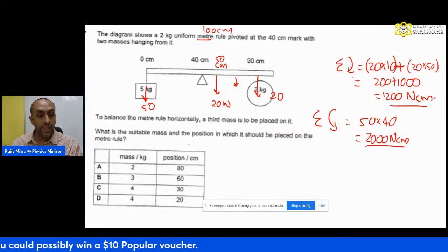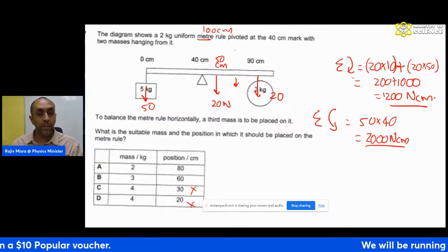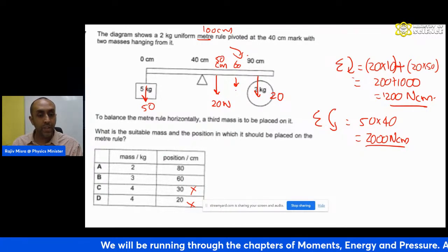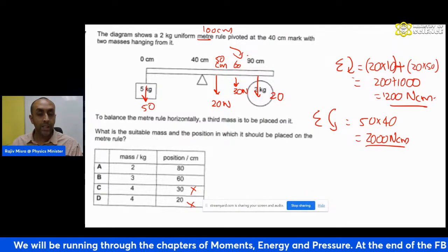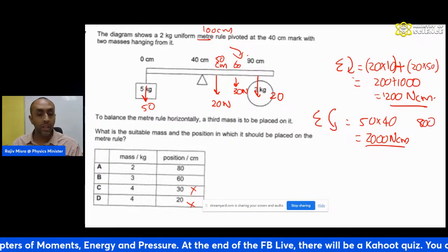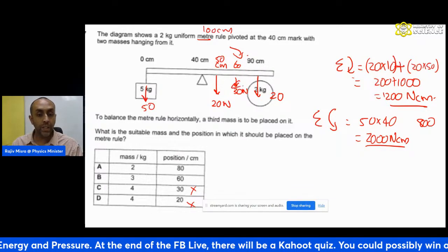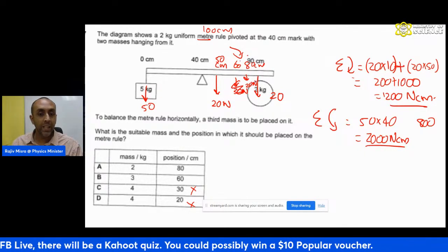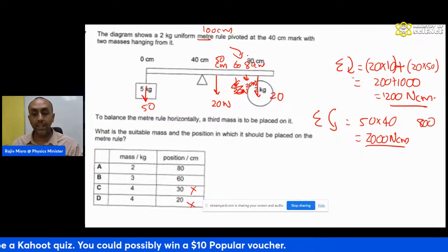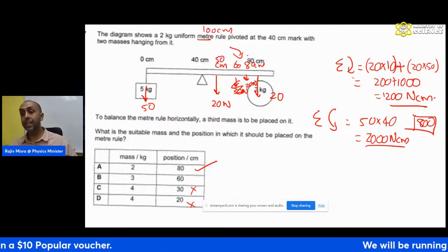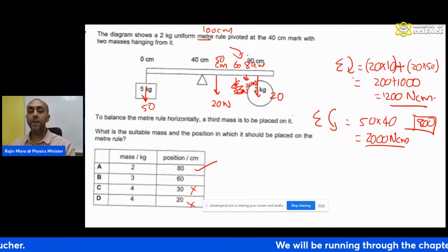So anything that is 30 and 20 is out because we want it to be on the right side. So if I consider 60 cm, and it is 3 kg, so 30 newtons. 30 times 20 is 600, but I need a difference of 800. So if I take 2 kg at 80 cm, so 20 newtons, 80 to 40 is 40, 40 times 20 is 800. So you know that's how you can identify that the answer is A. Just take note on that, yeah?